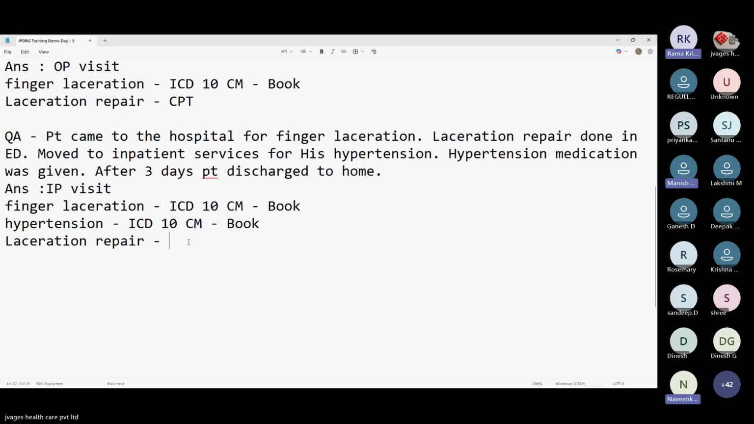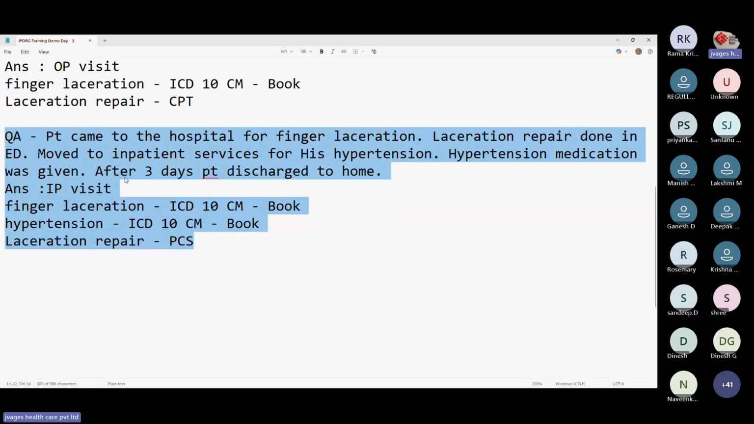PCS. We need to use the PCS code. So you should understand one concept: when the patient is admitted from outpatient to inpatient, the whole visit is considered inpatient only. So there is no need to report CPT codes separately, because of simple logic: for an inpatient visit, we won't code CPT codes in US guidelines. If it is an inpatient, you should code only PCS. So you can understand that logic. Is it clear, team? Any doubts or any questions in this scenario?